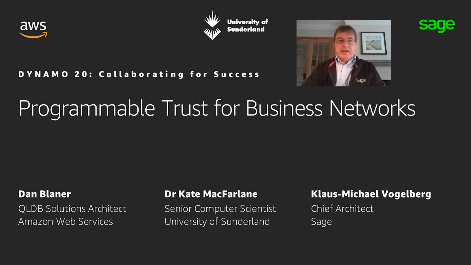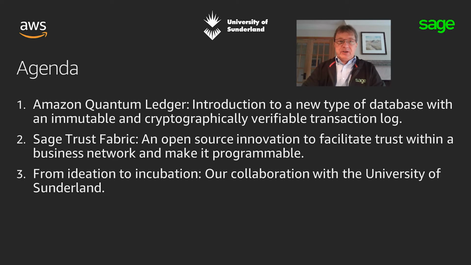Let's take a quick look at the agenda. Underpinning Trust Fabric is a new type of database with immutable and cryptographically verifiable transactions, Amazon Quantum Ledger Database. Dan will kick us off with a technology overview and introduction to QLDB.